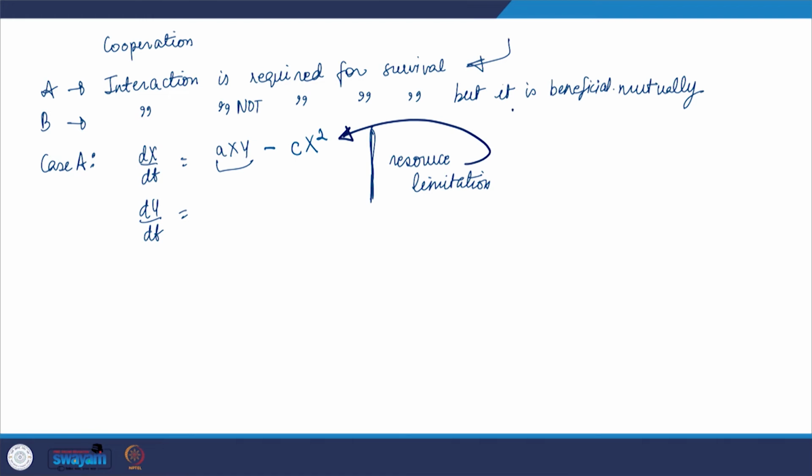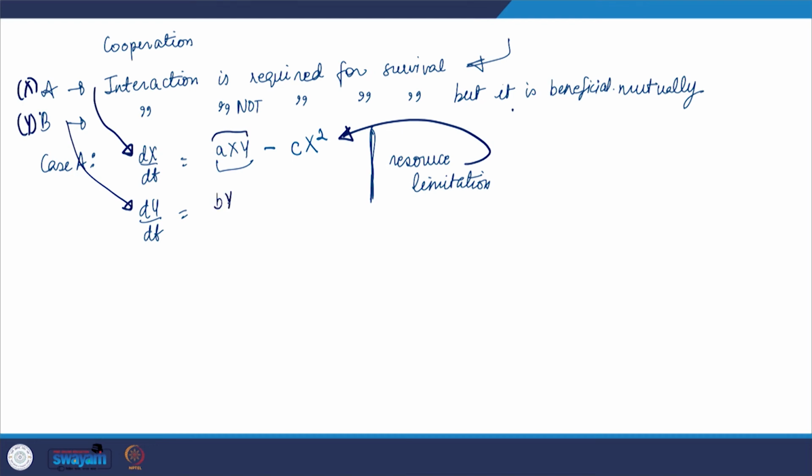Now one thing to note is that for species X, which is the first species, interaction is required for survival. That is why the growth of this species, which is plus AXY, depends upon the second species Y. Only when X and Y interact, the species X can grow. This is not a condition for the growth of species Y. So you see, the condition for species Y says that interaction is not required for survival, but it is beneficial, which means the growth component of this model dy by dt would depend only on the population of Y. So we'll have BY here.